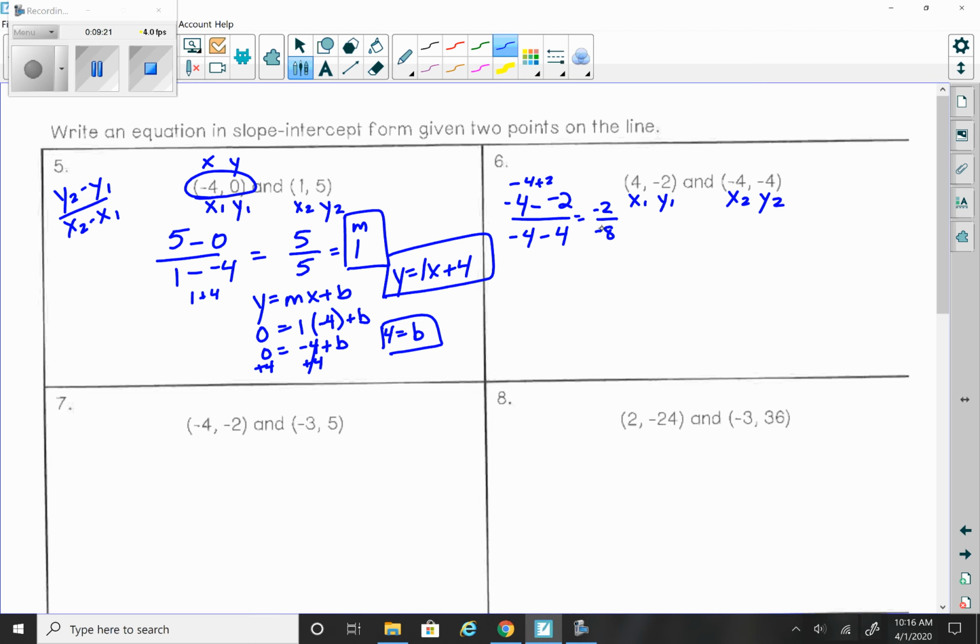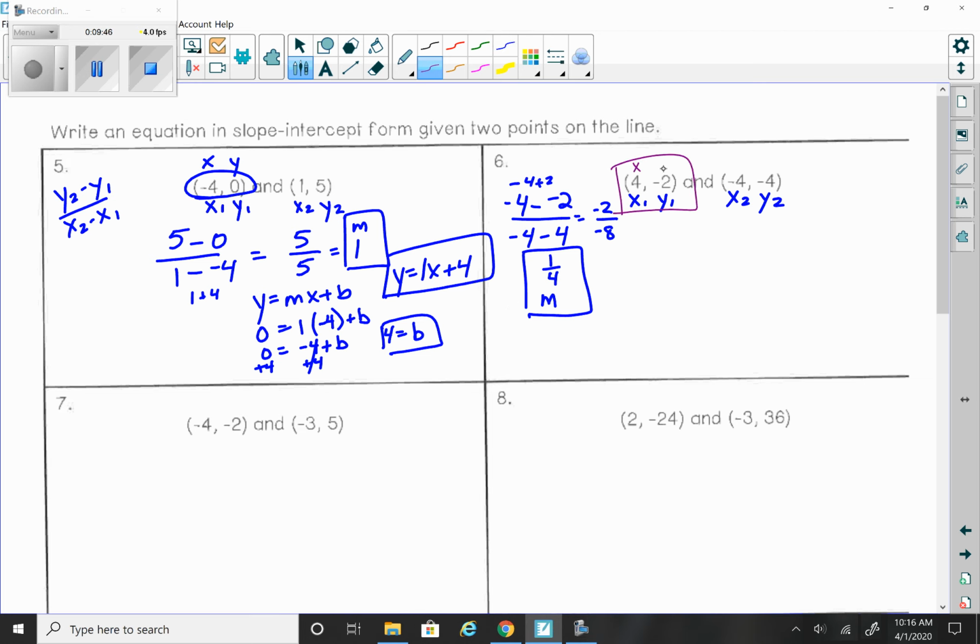Can I reduce this? Sure. A negative divided by negative becomes a positive, and then 2 divided by 8, 2/8 reduces to 1/4. So I get a slope value of 1/4. Always make sure you reduce or simplify your slope. Now we're going to take our slope and one of the points and plug it into slope-intercept form and solve for b. I don't care which point you choose. Let's say that I just choose the first point.